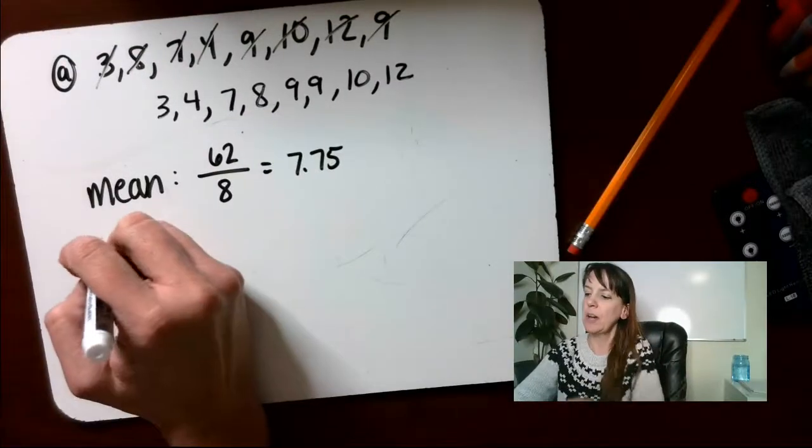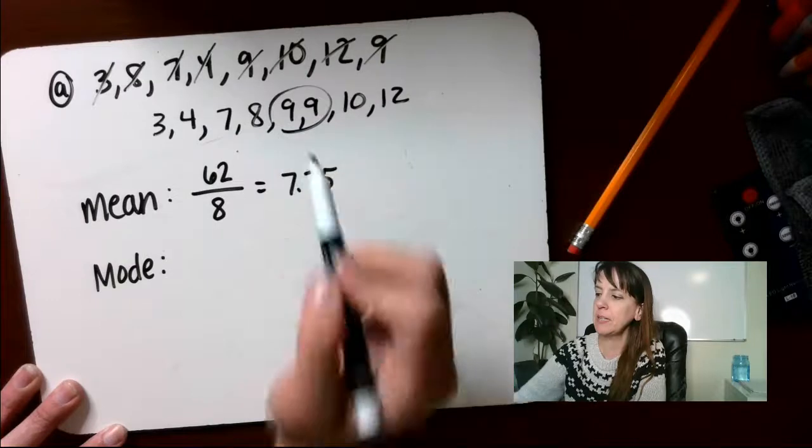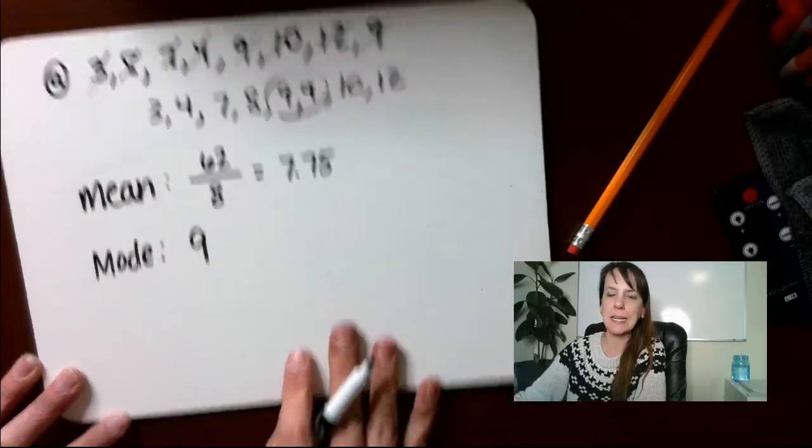All right, so then we've got mode, which is most often, and the only one that repeats most often is 9, so our mode is 9.